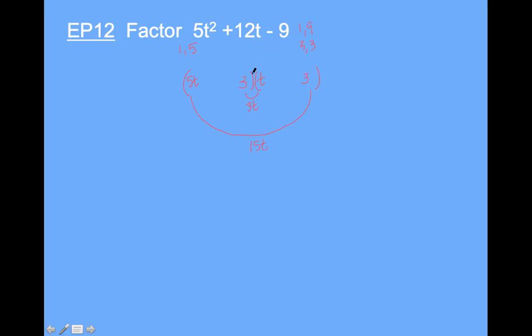Hopefully you're seeing that, yes, you could if this were a negative 3 and a positive 15, because 15 minus 3 will give you 12. So because I need the 3 to be negative, I'm going to put the negative there. My 15 needs to be positive, so my outside is positive. And that's my factorization.